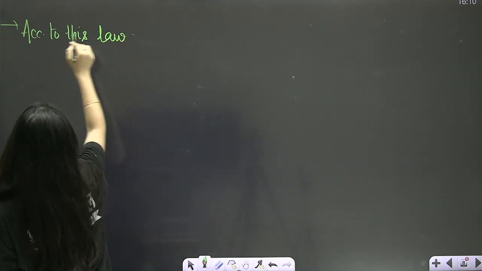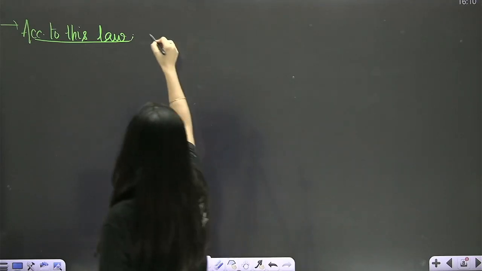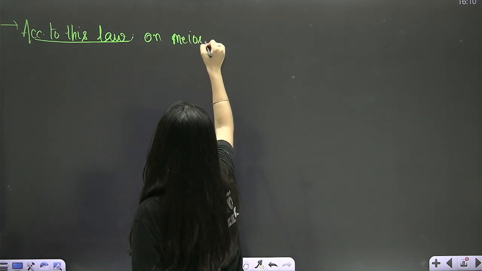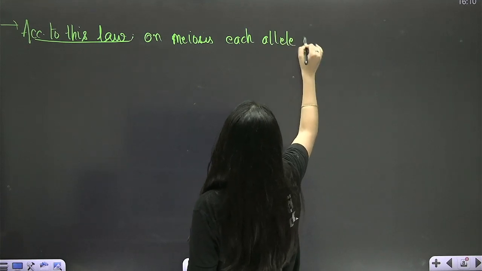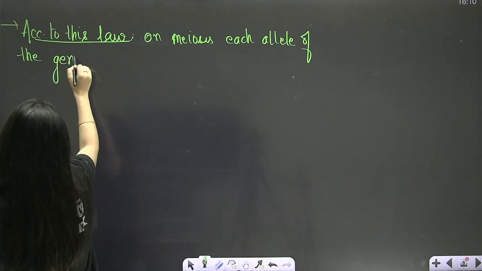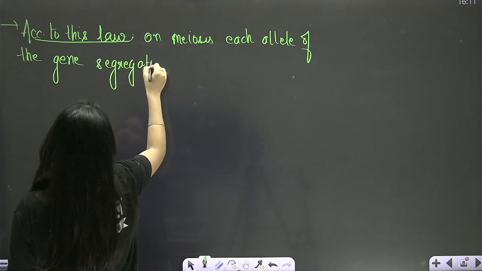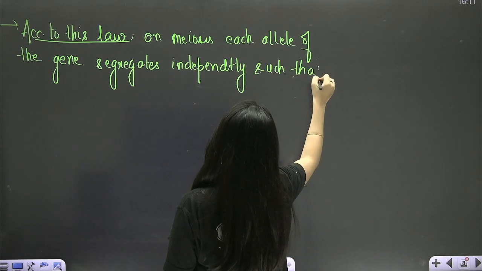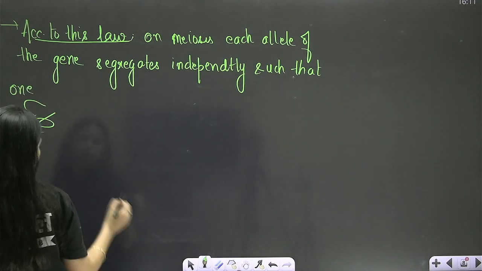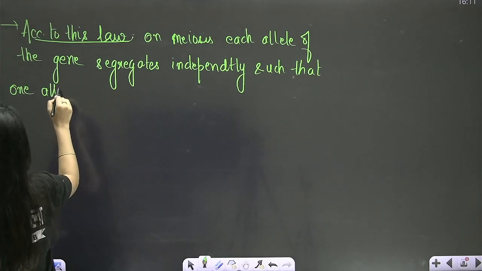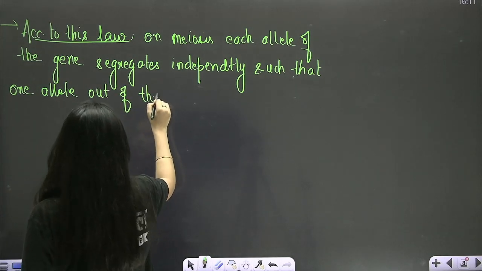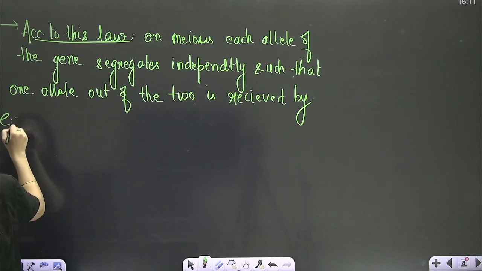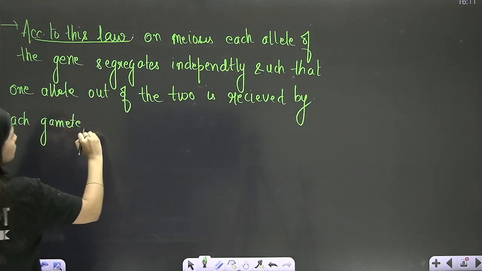According to this law, on segregation, on separation, or on reduction division, each allele of the gene segregates independently such that one allele out of the two is received by each gamete. So this is a 100% true law.